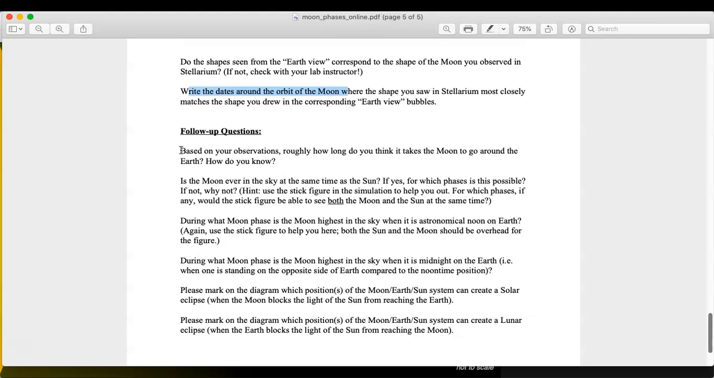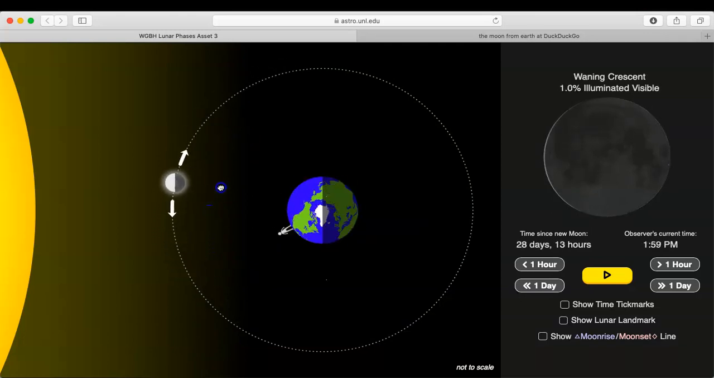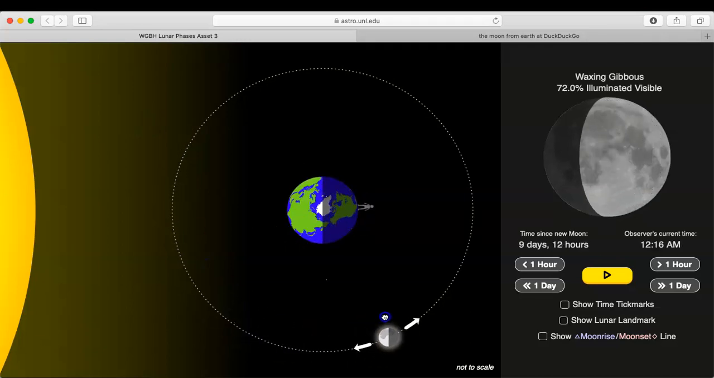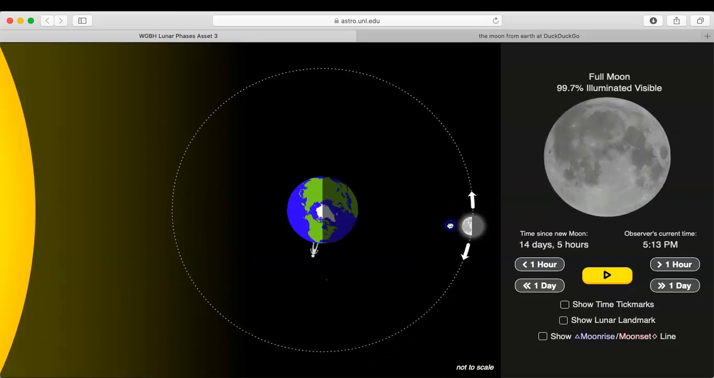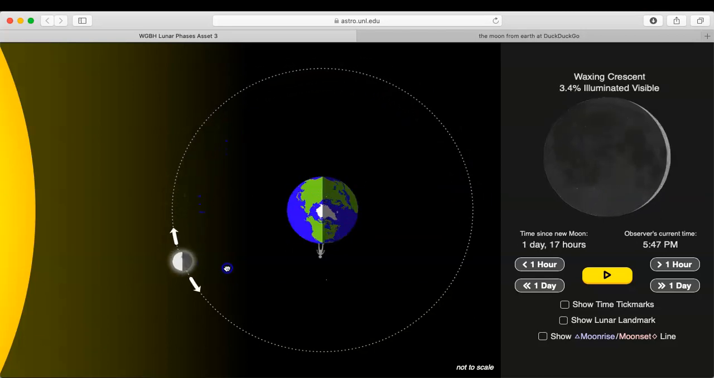Roughly how long do you think it takes the moon to go around the Earth? How do you know? Is the moon ever in the sky at the same time as the sun? And if yes, for which phase would this be possible? You might find playing around with this tool helpful. If you're someone standing on Earth looking at the moon, and they're both in the same field of view at the same time, then those are those occasions. Then the answer is yes, sometimes the moon is up. Are there ever occasions when the moon and the sun are not up at the same time? Think about where the moon would have to be for it not to be up with the sun.